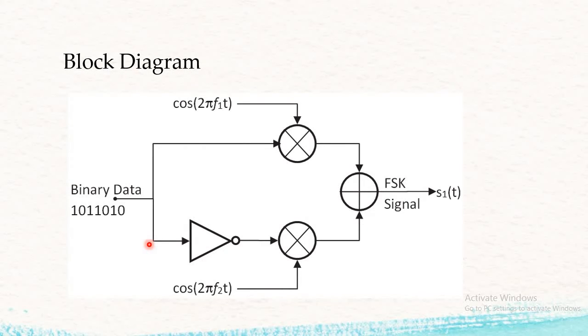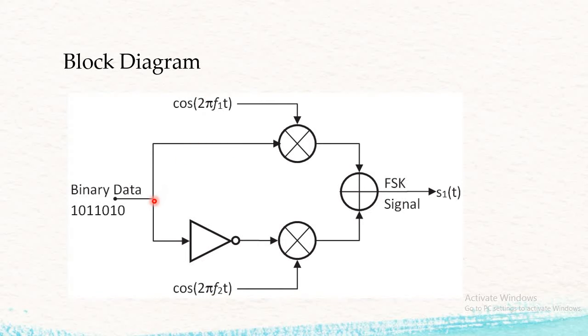So this is a block diagram of FSK. Here is your input data, that is a binary signal. The binary signal is common to both modulators. This one is your first modulator and this one is the second modulator. To the first modulator, the carrier has a frequency of F1, and for the second, the carrier frequency is given by F2. Now one more change is there.